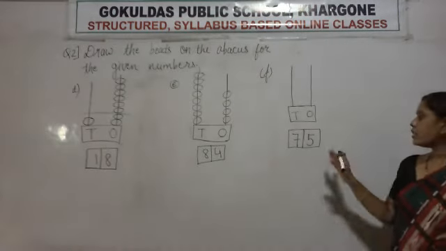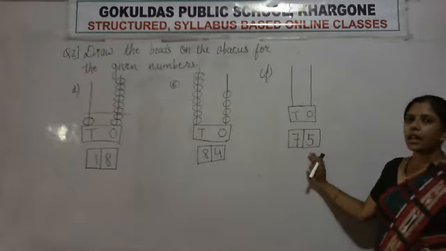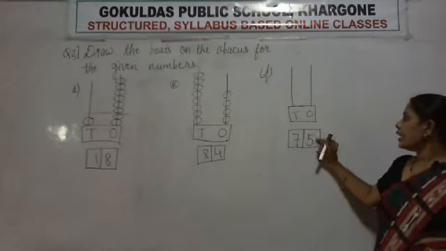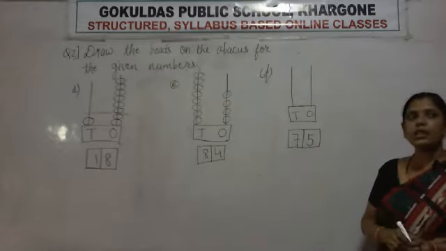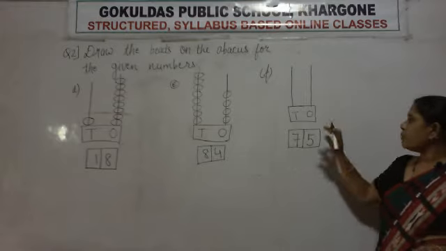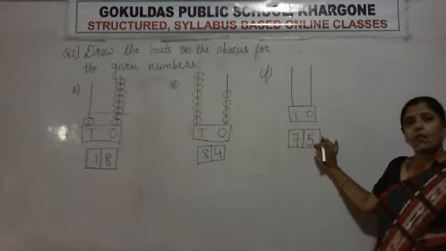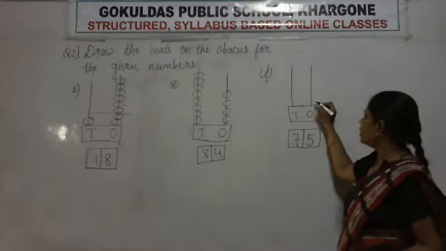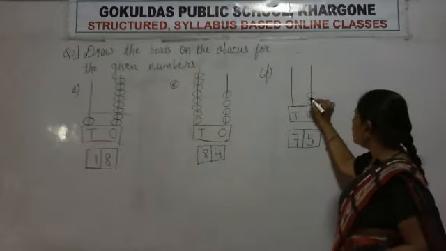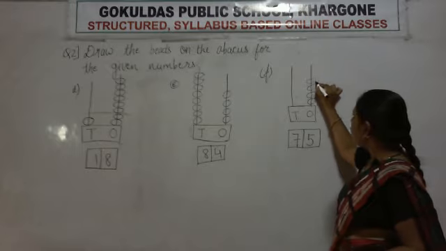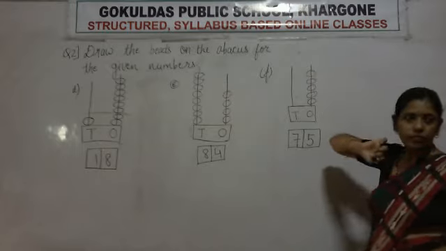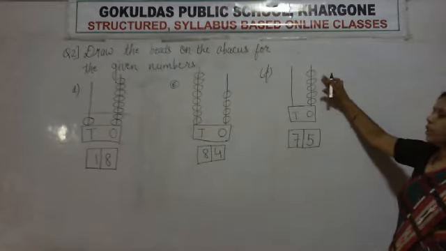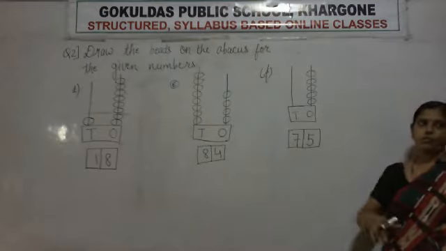So what is our first step? That we identify the number given at ones place. The number given here is 5. So how many beads do we have to draw? 5 beads. Draw 1, 2, 3, 4, 5.